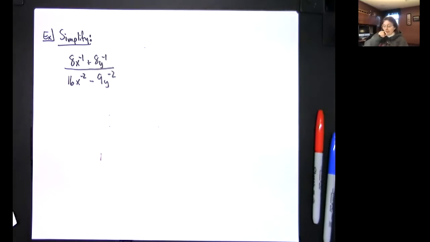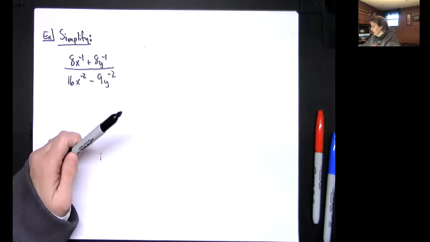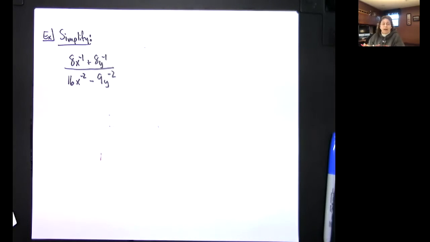Now, if you remember, this was one that we had done at the end. We started with our complex rational expression. We learned how to multiply through by that least common denominator. And then this was like the one at the end, applying two concepts into one type of problem.